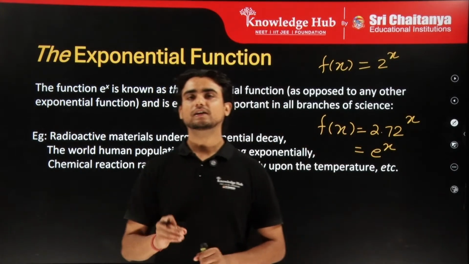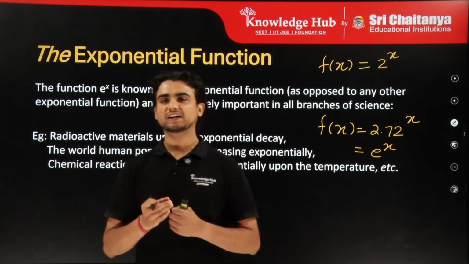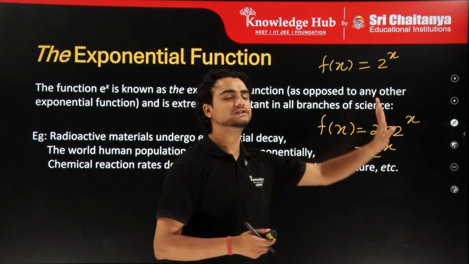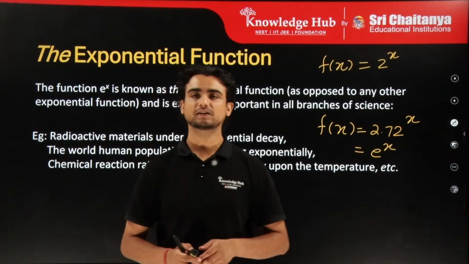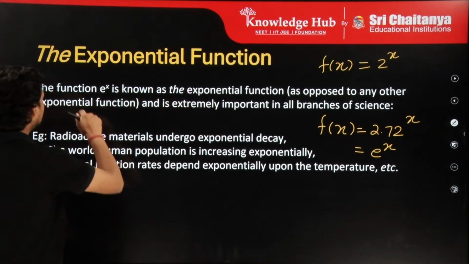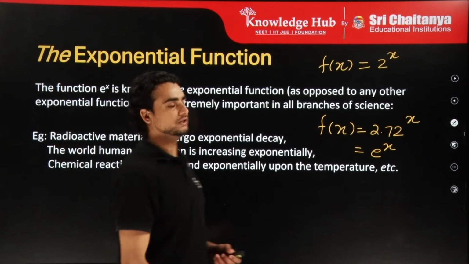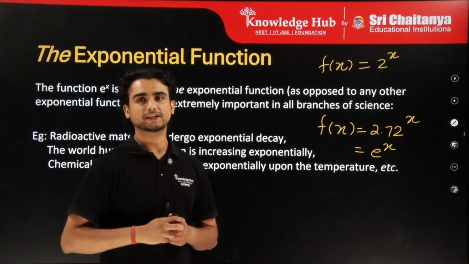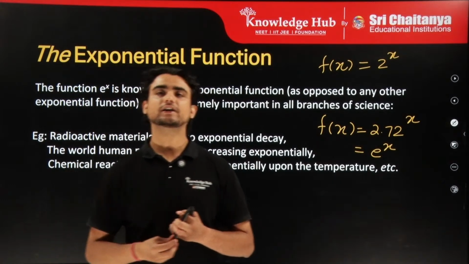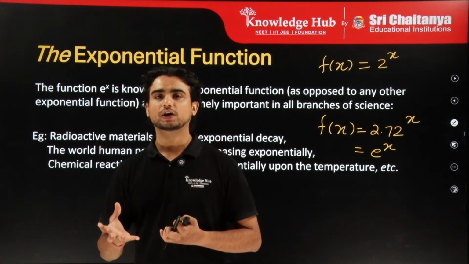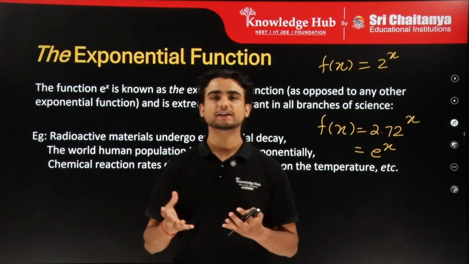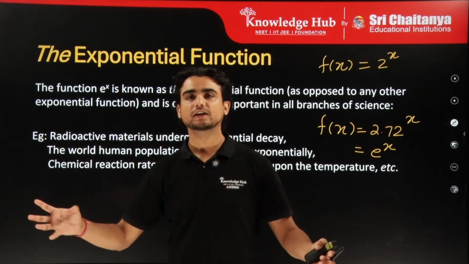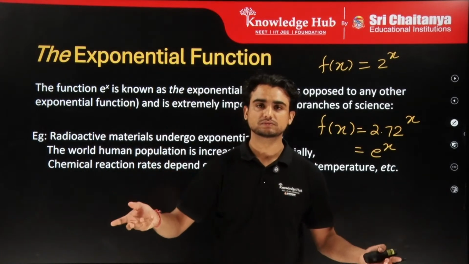There is nothing very different about this. It is just that e is 2.72. You just have to remember this. So where is it used? It is used in radioactive materials, which undergo exponential decay. There are some radioactive materials, right? What do you mean by radioactive materials? Materials which emit energy, radioactive energy, right?